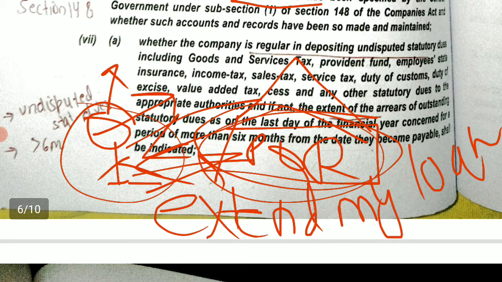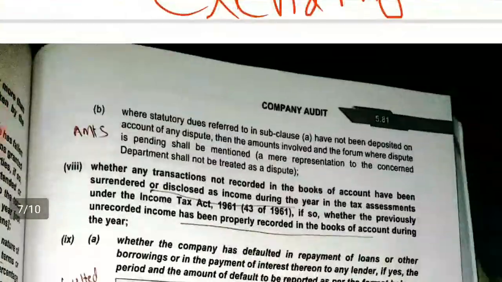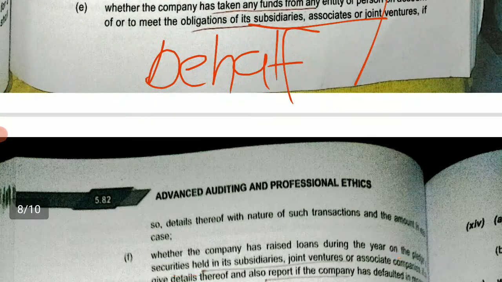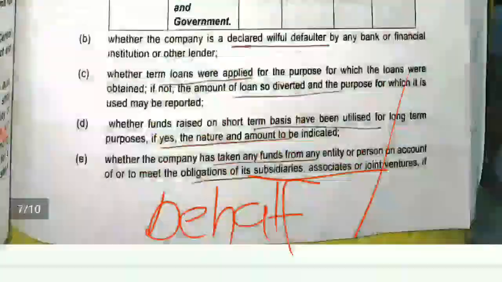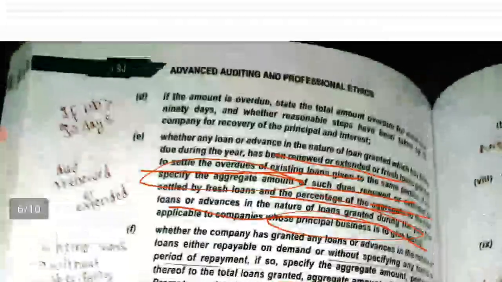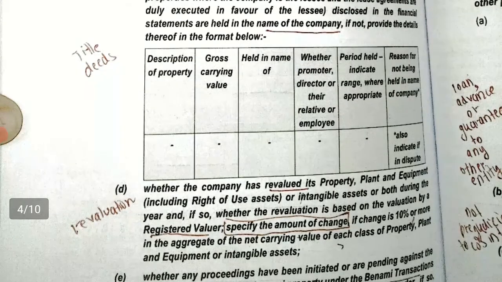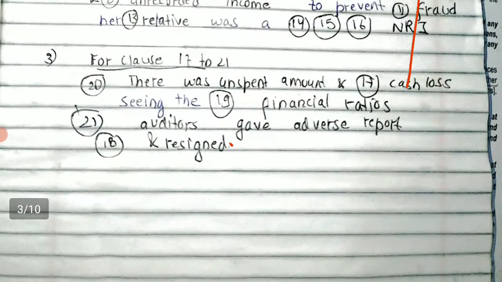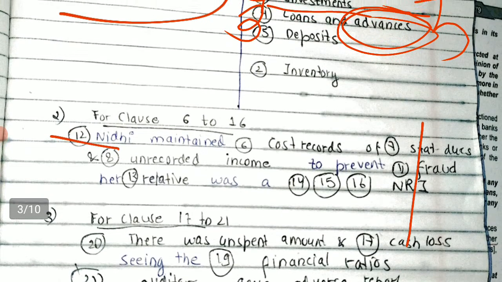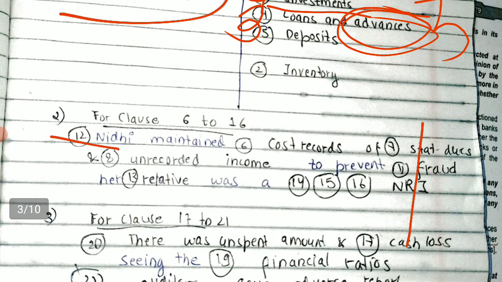So this is part number 6 of CARO 2020 and we are going to start with clause number 6. We have already covered the explanation of clause number 1 to 5, clause number 9 and clause number 10. Now we are going to move to our second memory technique, and in that we will discuss clause number 6 to 16. So let's revise it.